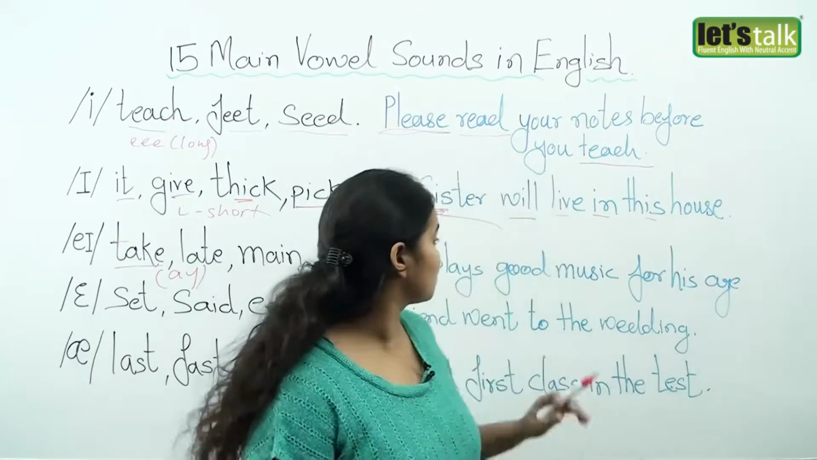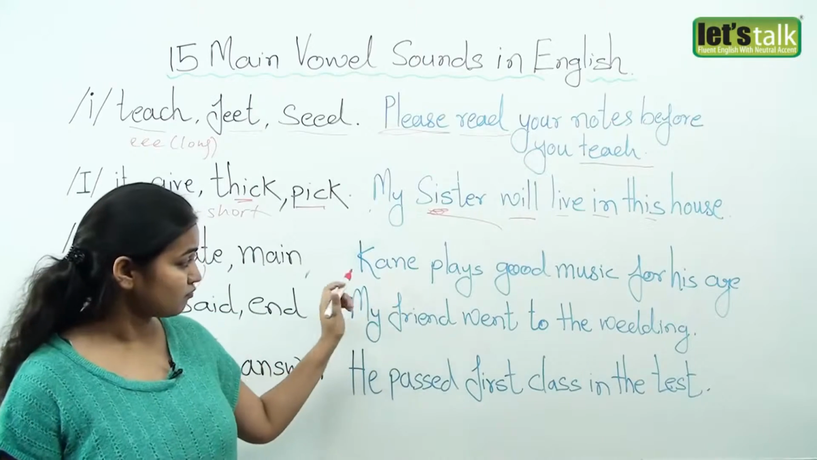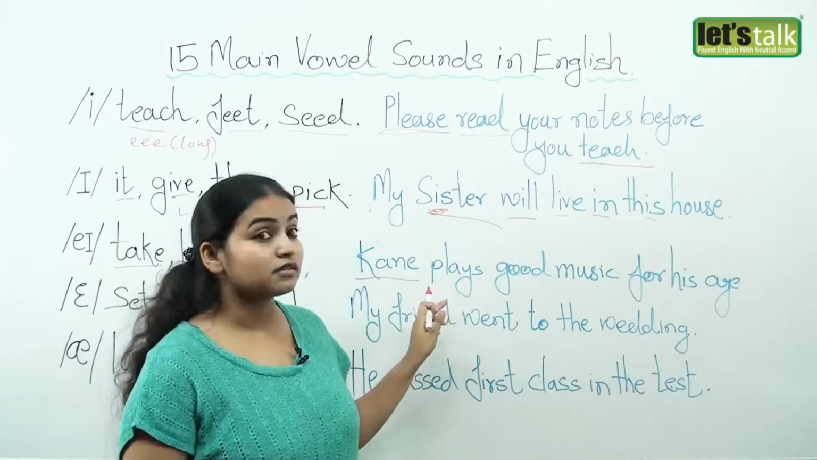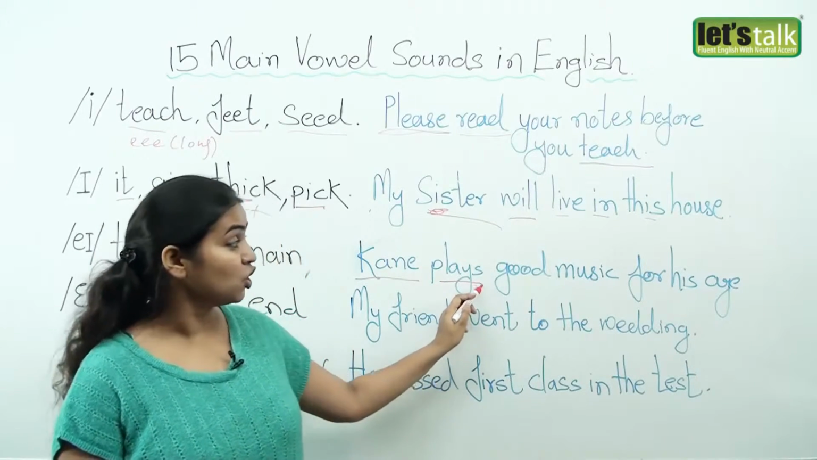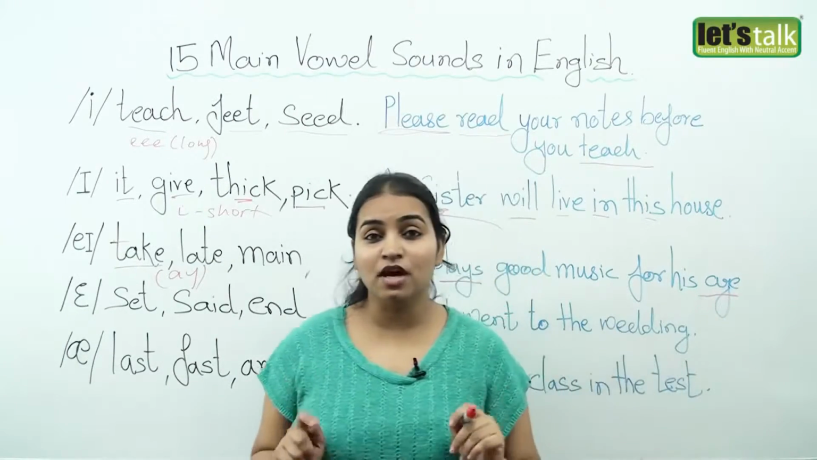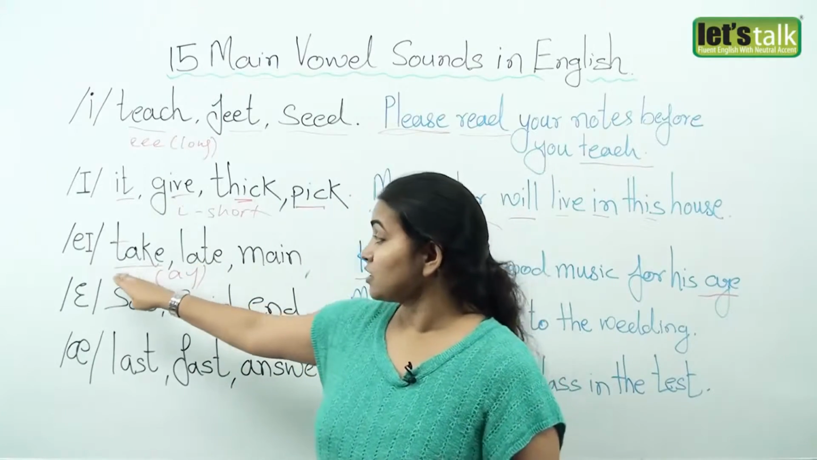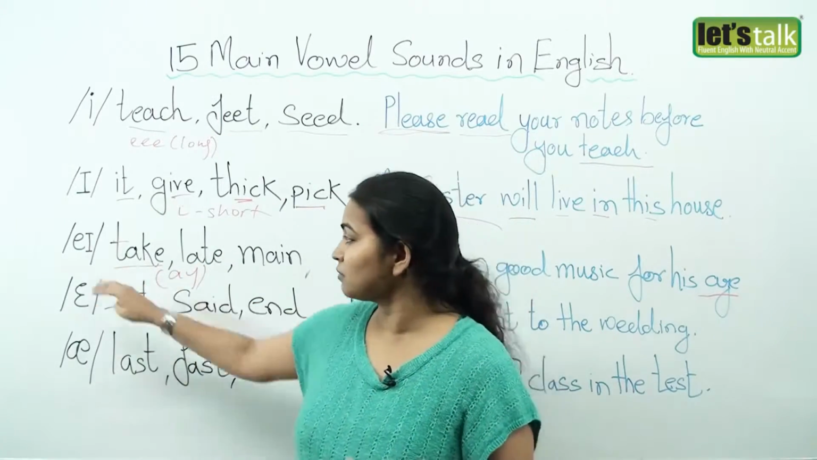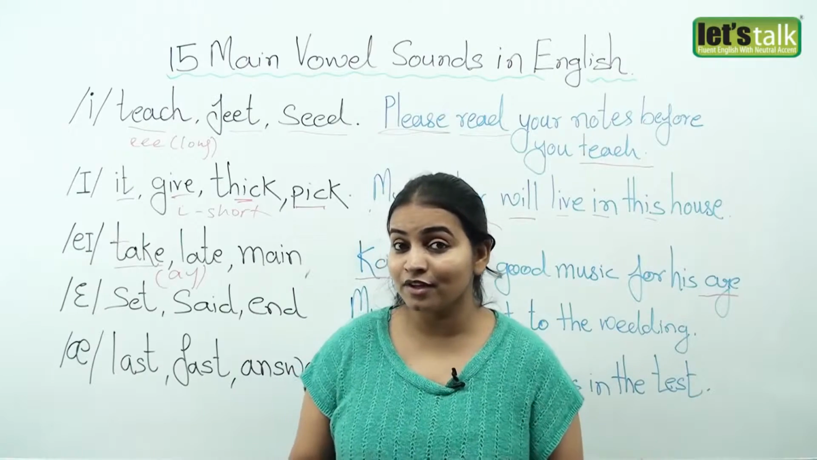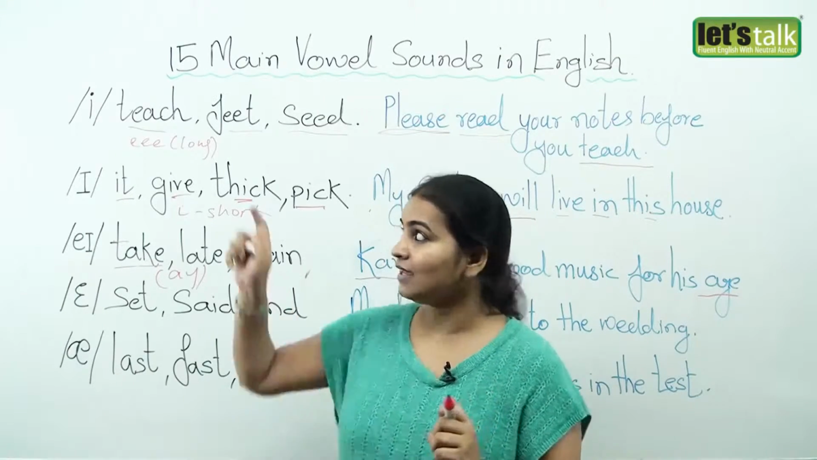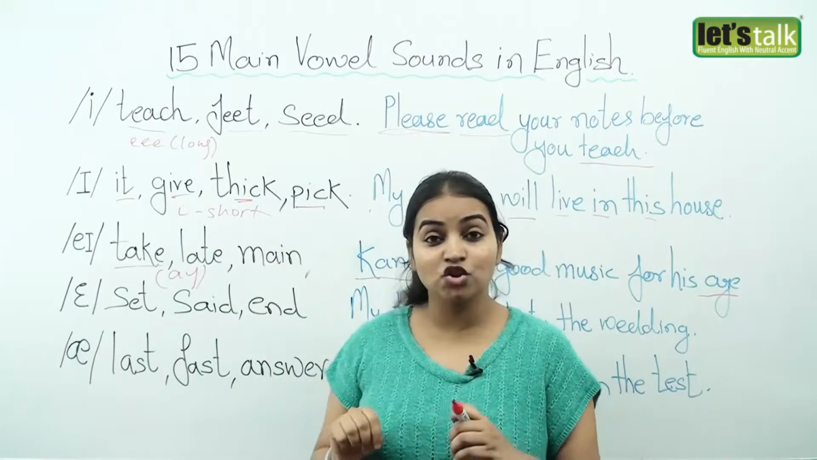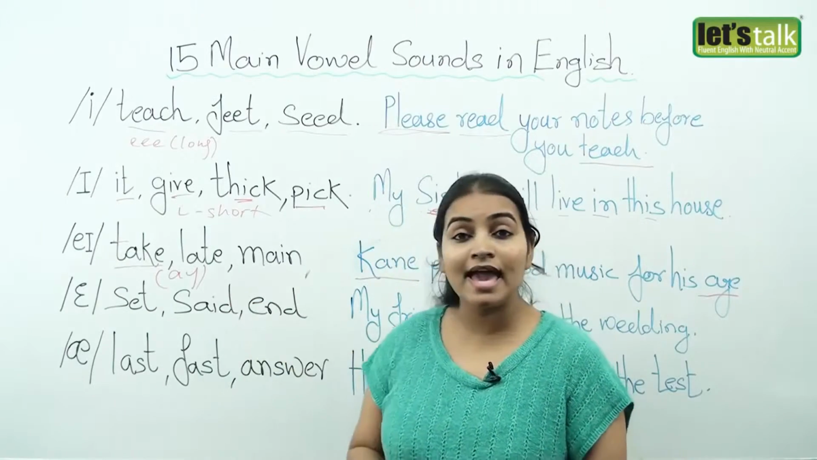Moving on to the sentence, which is Cain plays good music for his age. Did I just do an A sound? Yes, I did. Cain plays. An A sound again. Good music for his age. The A sound again, okay? So whenever you come across such words with this symbol, you know how to pronounce them. So your pronunciation should always be an A and not an I or an eh or an E, okay? So we've done the E, the long E. We've done the I, the short I. And we've done the A.